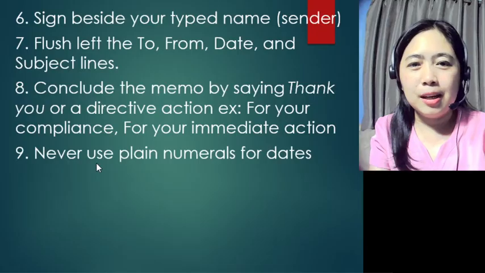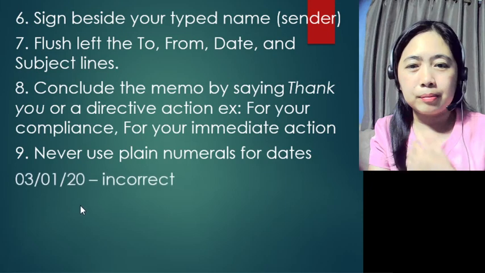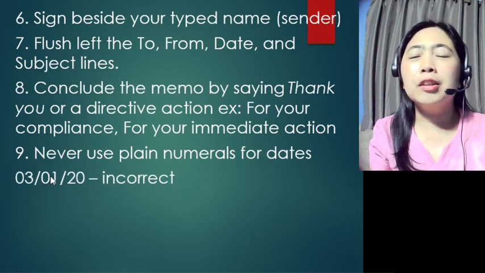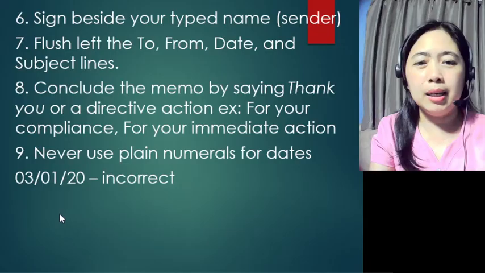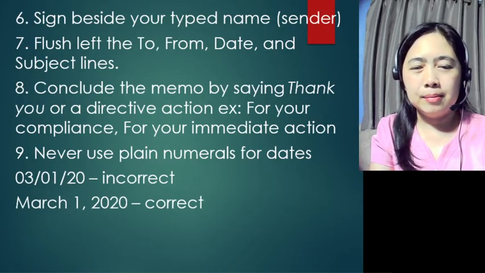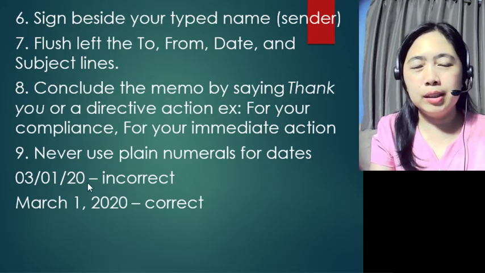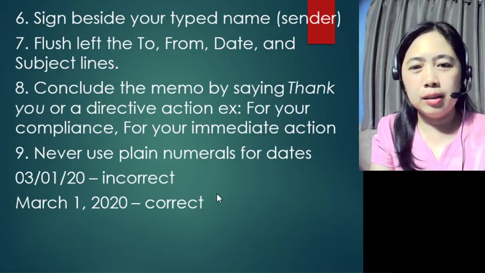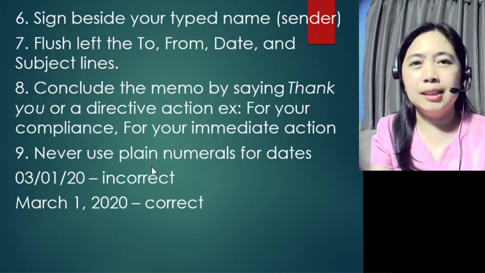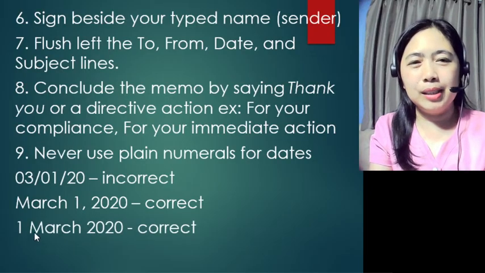Next, never use plain numerals for dates. Plain numerals, for example, look like this. The formal way of writing the date should be like this: March 1, 2020. So never do this one, this is incorrect. You use the complete form, the formal way of writing the date, not the numerals. I hope that is clear. Also, you can have this one as well, so it's possible.